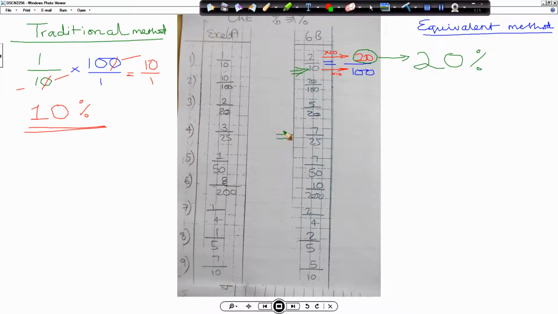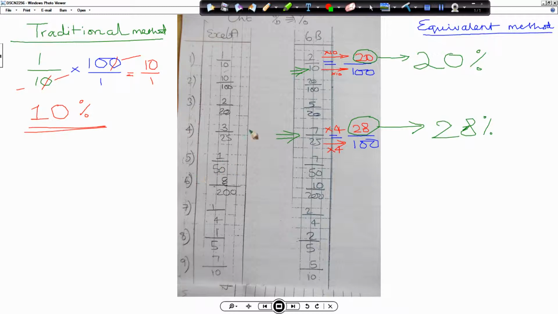This one next. 7 over 25. I want to make it equivalent to hundredths. How does 25 become 100? Times by 4. If I multiply the bottom by 4, I have to multiply the top by 4. So that gives you what's the top here? 28 over 100. Now, what is the answer as a percentage? 28%. The top number is the answer.